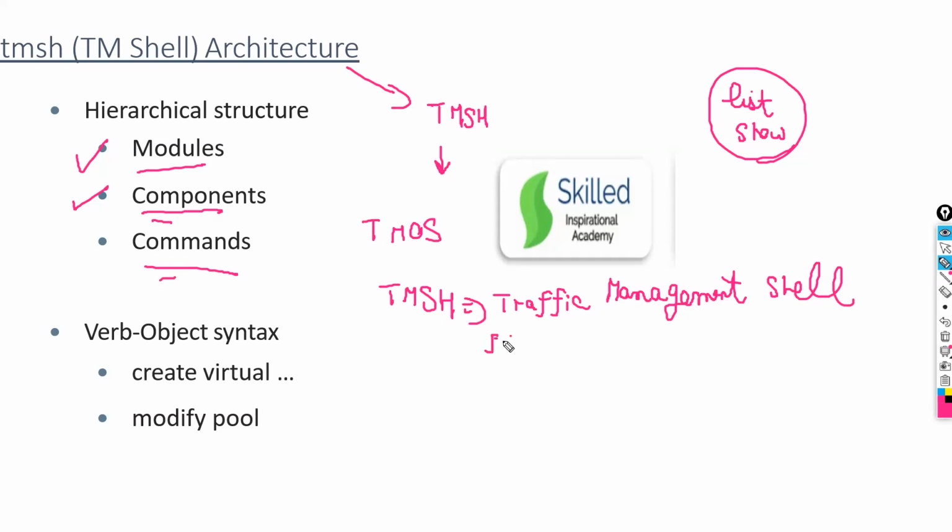F5 uses the Linux operating system, and in Linux we follow a tree architecture. This tree architecture is built of these three components: modules, components, and commands. What does module mean, what do components mean, and what does command mean? If you understand this, guys, you will say, oh, is it so easy? So let's go.